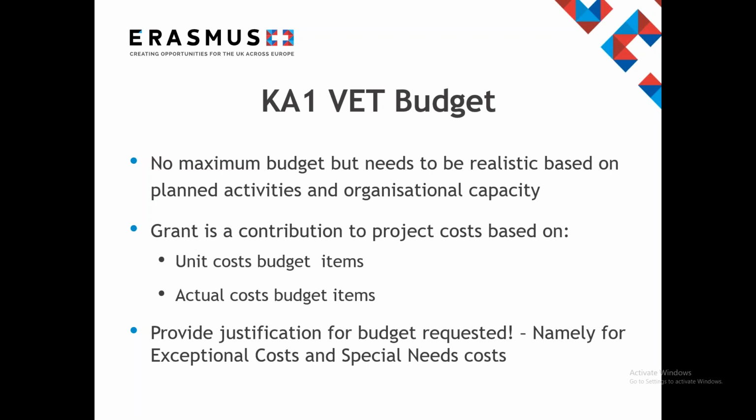Funding for actual costs is based on the real cost of the item or service, but only a certain percentage of the cost will be covered. Budget headings using actual costs are special needs support up to 100% and exceptional costs. For exceptional costs, a percentage of the actual total cost will be funded via the Erasmus Plus budget depending on the cost. The percentages and more information can be found on page 61 of the 2020 Programme Guide.